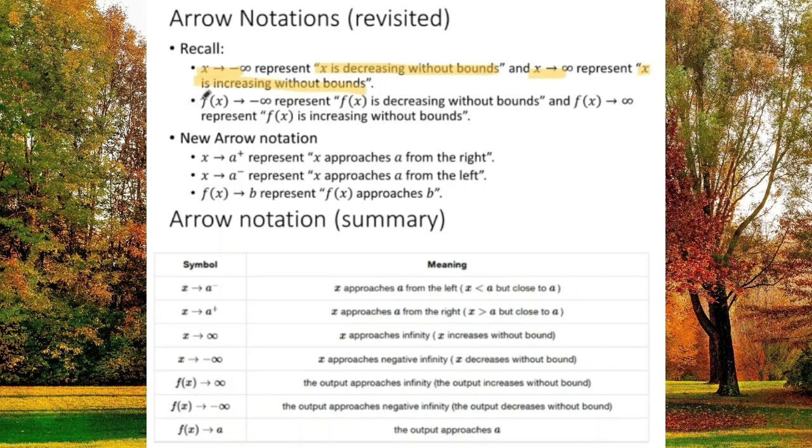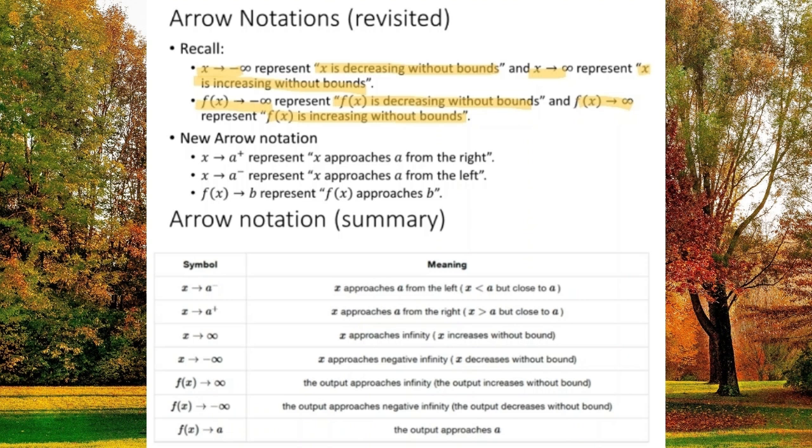And with our discussion of polynomials, either f of x approached negative infinity, meaning f of x decreased without bounds, or f of x approached infinity, which represented f of x increasing without bounds. When it comes to rational functions, since there are real numbers omitted from the domain of rational functions, we do want to try to analyze the behavior around the values that are excluded from the domain.